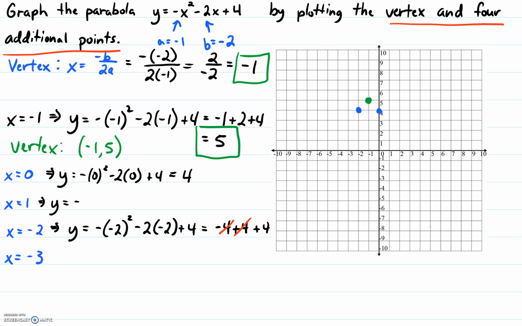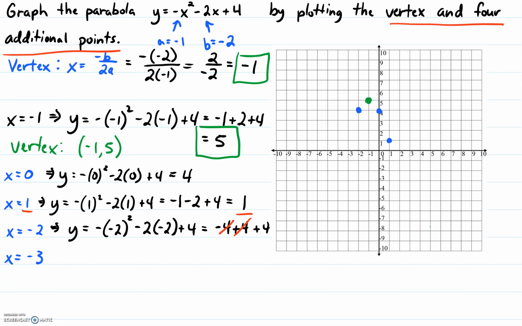So y is equal to negative 1 squared minus 2 times 1 plus 4. And the 1 squared, of course, gives us 1, times the negative gives us negative 1. Negative 2 times 1 is going to give us minus 2, and then plus 4. And that's going to give us 1, because negative 1 minus 2 more gives us negative 3, plus 4 gives us 1. So that's going to be the point 1, 1. So we can go ahead and plot that point, go over 1, and then go up 1 and put a dot.